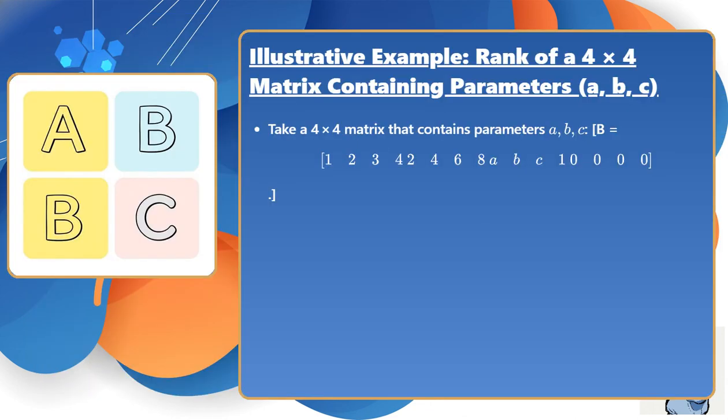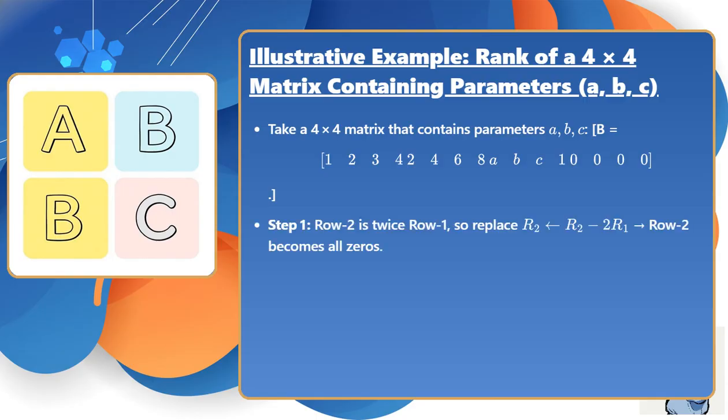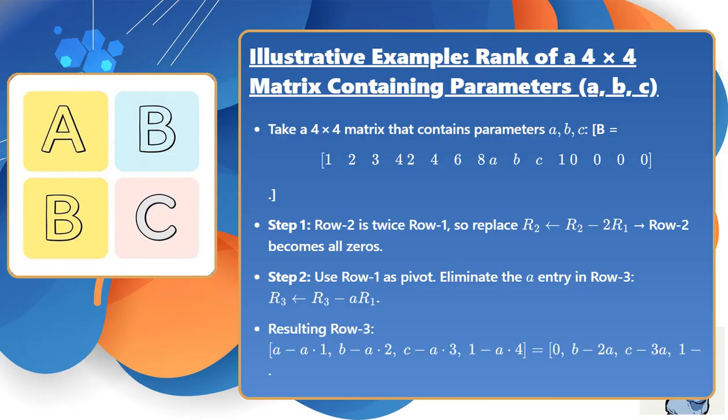Take a 4 by 4 matrix that contains parameters a, b, c. B equals the matrix with first row 1, 2, 3, 4, second row 2, 4, 6, 8, third row a, b, c, 1, fourth row 0, 0, 0, 0. Step 1: row 2 is twice row 1, so replace R2 with R2 minus 2 R1, which makes row 2 become all zeros. Step 2: use row 1 as pivot. Eliminate the entry in row 3 by replacing R3 with R3 minus a R1. Resulting row 3: a minus a times 1, b minus a times 2, c minus a times 3, 1 minus a times 4, equals 0, b minus 2a, c minus 3a, 1 minus 4a.